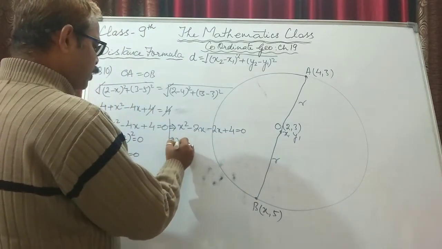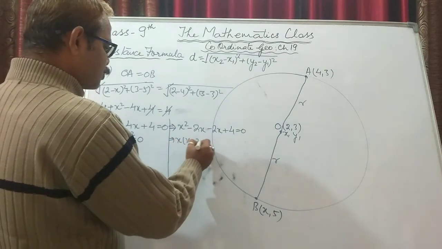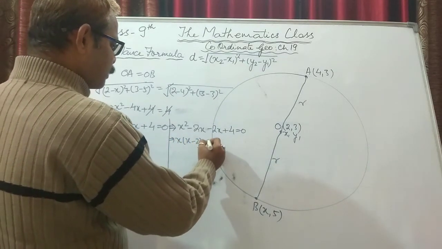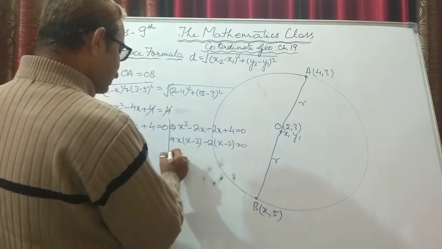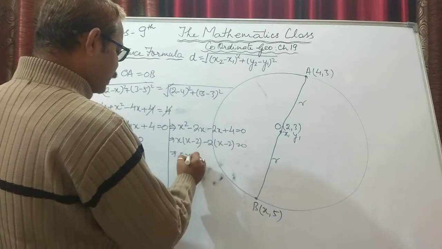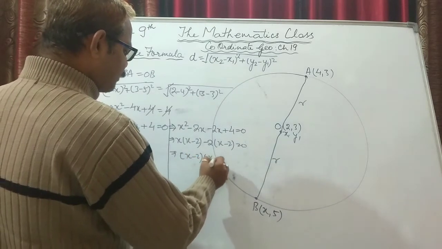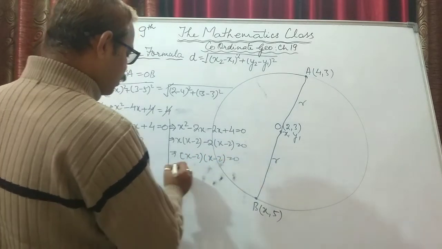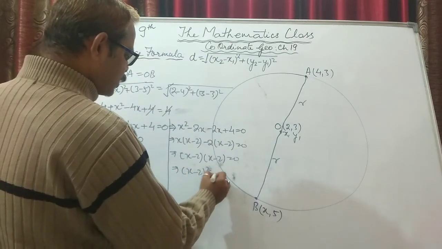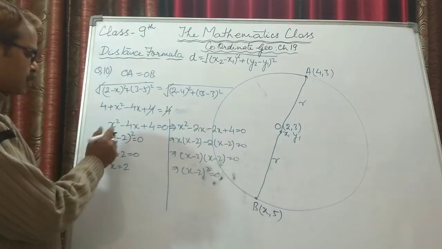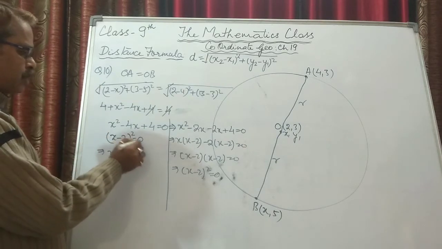From the first two terms you can take x common, that is x minus 2. Again in the next you can take minus 2 common, that is again x minus 2 is left. So finally in any case you will always get x minus 2 whole square is equal to 0. So that is what is written here, x minus 2 square is equal to 0.